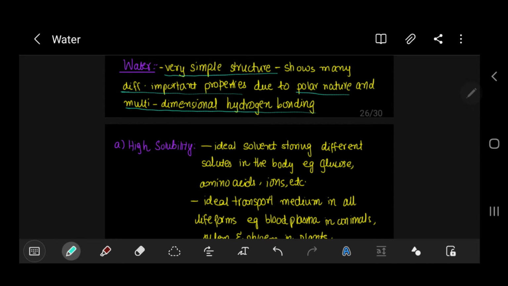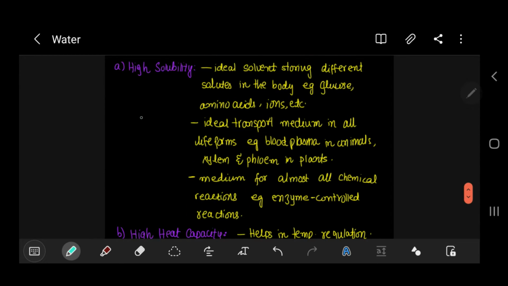Now, let's first see the structure of water. We have an oxygen atom, two hydrogen atoms. They are covalently bonded like this. We have two lone pairs on oxygen. We have the partial negative charge on the oxygen atom, partial positive charges on the hydrogen atoms. This bond angle is 104.5 degrees, and we have a dipole due to difference in electronegativities of oxygen and hydrogen. Okay, and hence the polar nature.